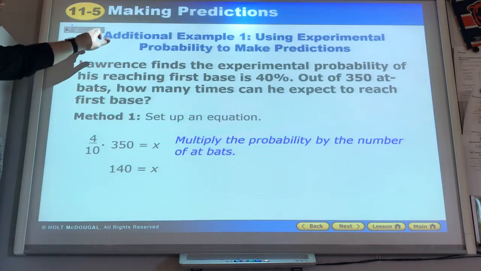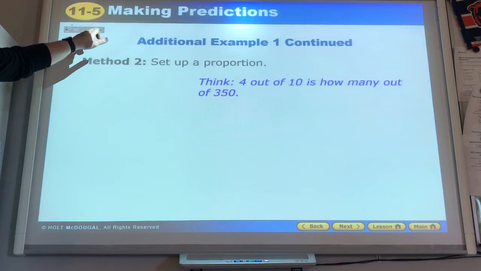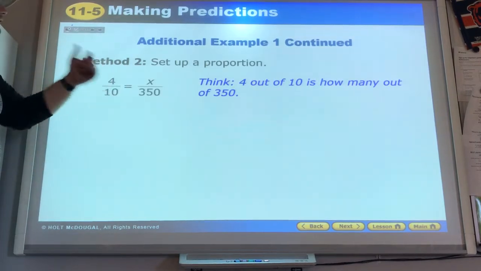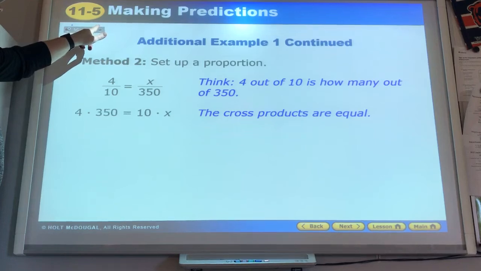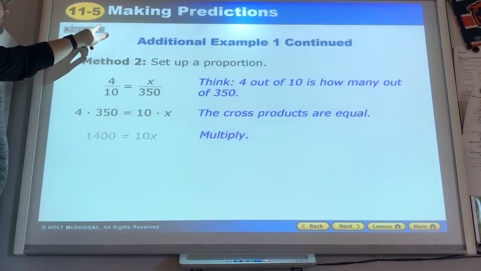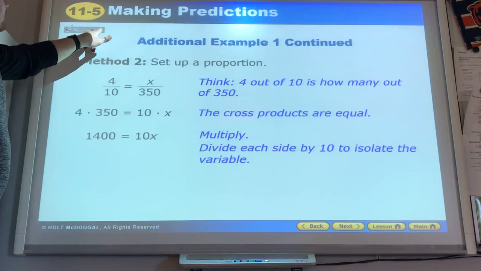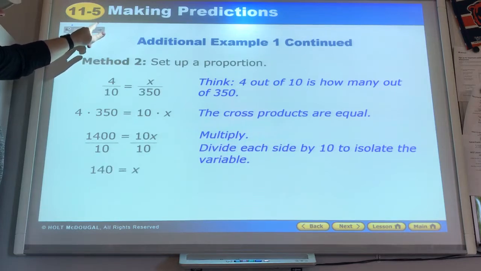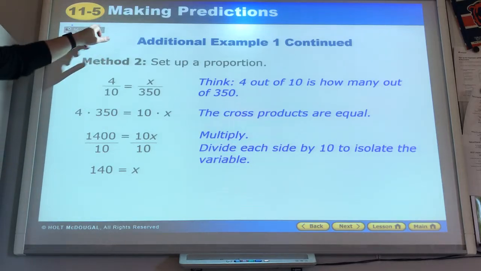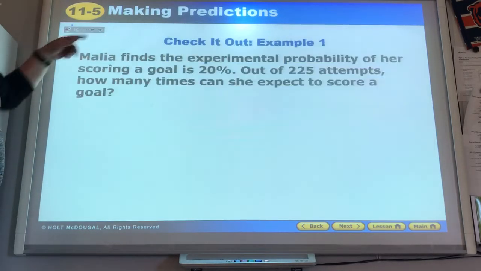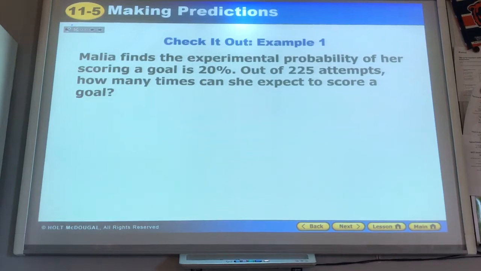All right? We could set up a proportion. 4/10 over 350. All right? And we could cross multiply and divide. And we get 140. That's the second way you could do it. They don't show my method, which I think is silly of them, but I showed you that third method, which is change it to a decimal and then multiply.